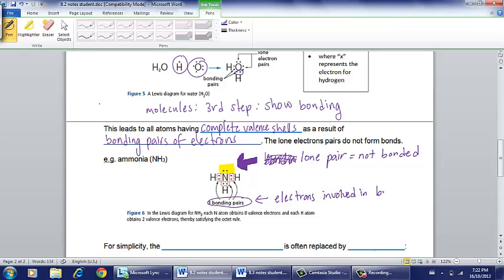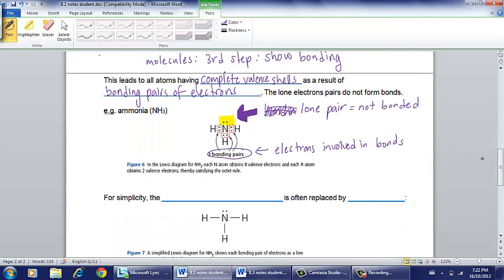Over the page, continuing on with bases, they do not react with metals to produce hydrogen gas. Sometimes you'll be asked to identify how many bonding pairs there are, and how many lone pairs there are. So ammonia would have 3 bonding pairs and 1 lone pair. And to make this even simpler, the bonding pairs of electrons are often replaced by a line.